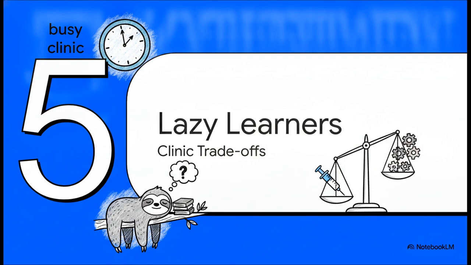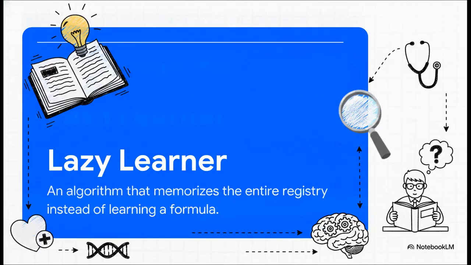Now let's pivot slightly for Section 5, lazy learners and trade-offs. I want to introduce you to a really fun and kind of counterintuitive piece of machine learning jargon that directly impacts how this runs in a busy clinic. KNN is officially classified as a lazy learner. Literally, that's the term. It means the algorithm never learns a real underlying rule or formula. It doesn't study the data to uncover some hidden truth about human biology. Instead, it just simply memorizes the entire patient registry to reference later.